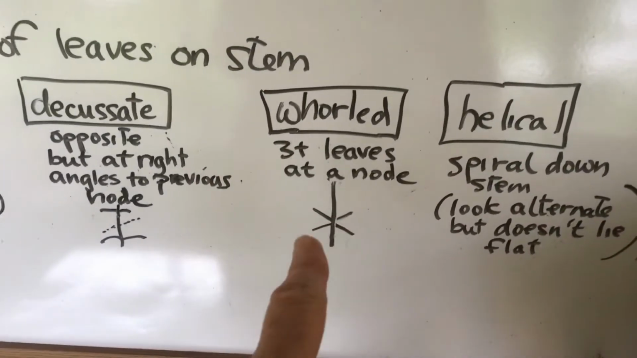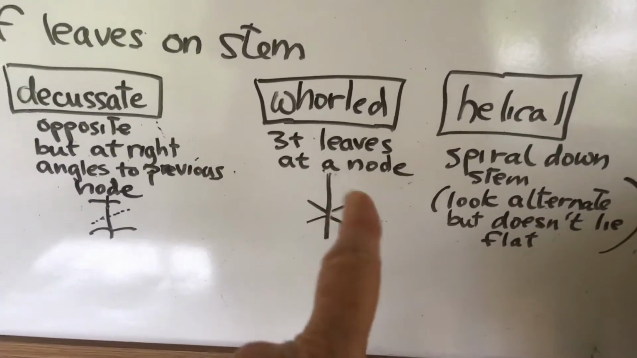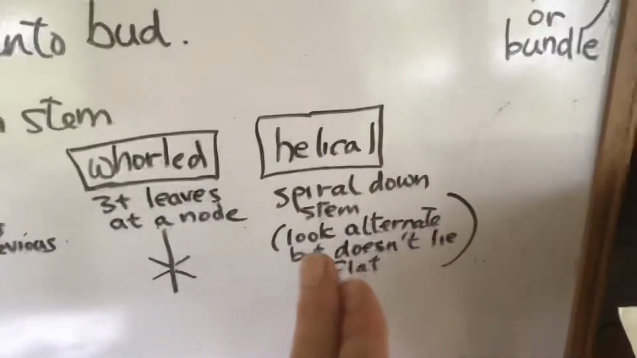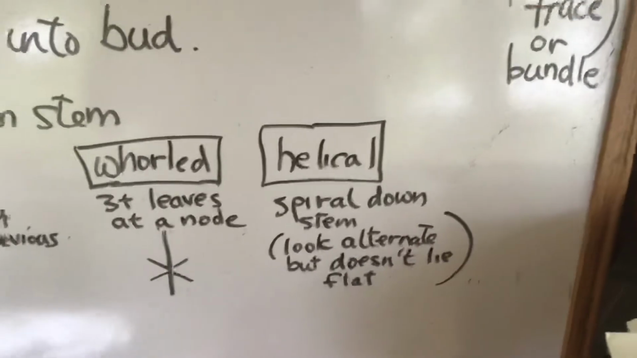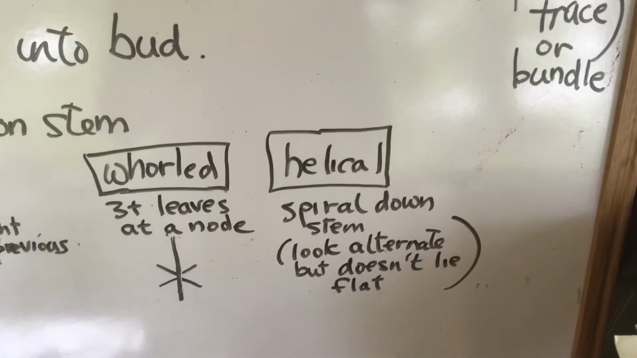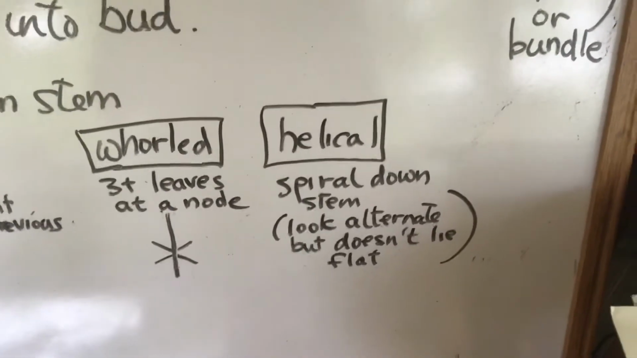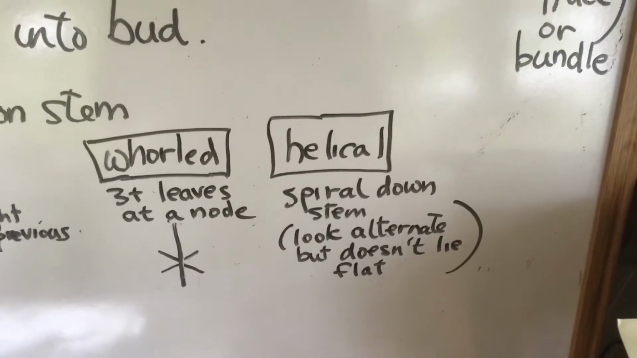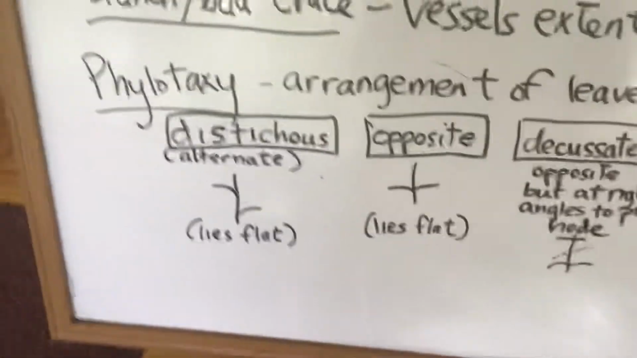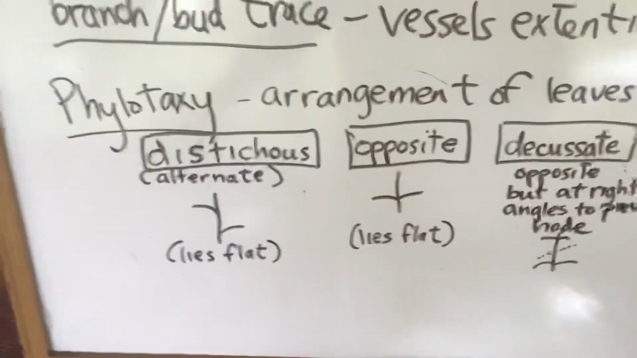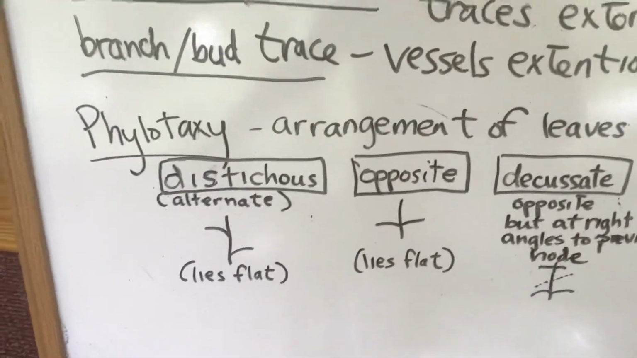Whorled means that you have more than one leaf coming off at a particular node. 3+ leaves. I drew 4 extensions here. And helical means that they spiral down the stem. And usually they look alternate. So if you look at it, the leaves look like they're coming off alternate, but if you lay it on a table, it won't lay down flat. Whereas if you lay a decussate one, distichous one on a table, it would lay down flat.